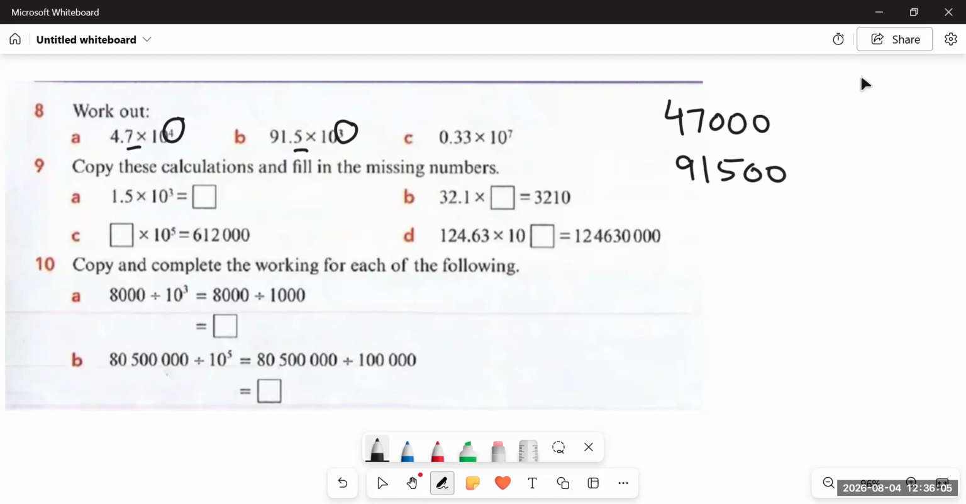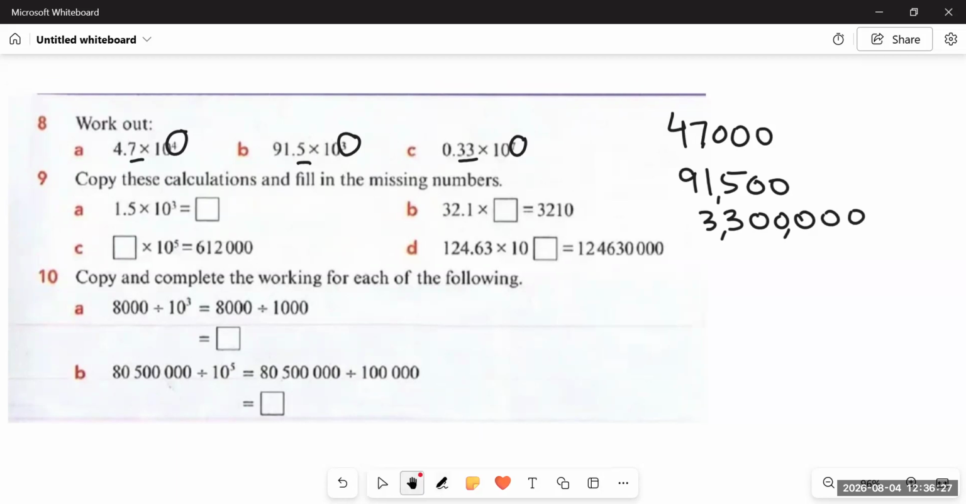And then 0.33 has 2 decimal places and power 7. 7 minus 2 is 5. So it will be 33. And how many zeros come? 5 zeros. So it becomes 3,300,000. Okay. Now let's check, are we getting the correct answers or not?